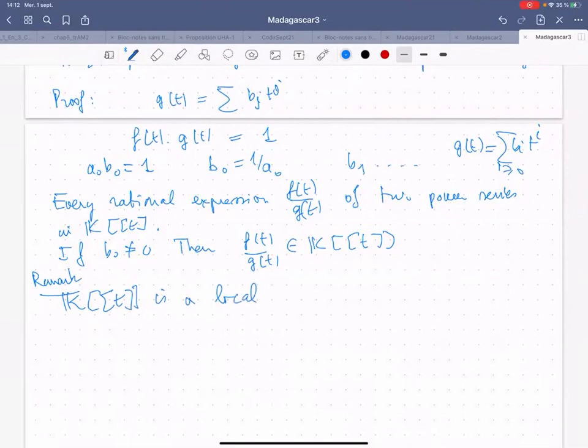And this is a local ring whose maximal ideal is tK[[t]]. Here the ideal is generated by t. Then we have a unique maximal ideal here, which is tK[[t]]. Then this is a local ring, and local rings have nice properties.